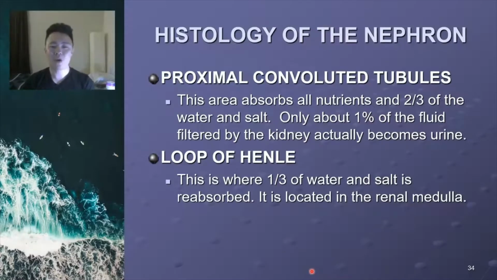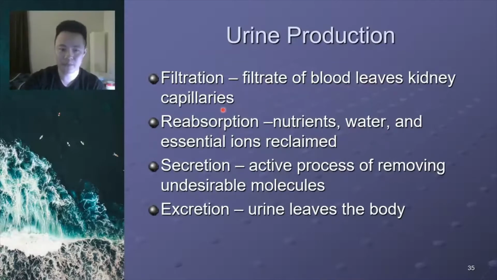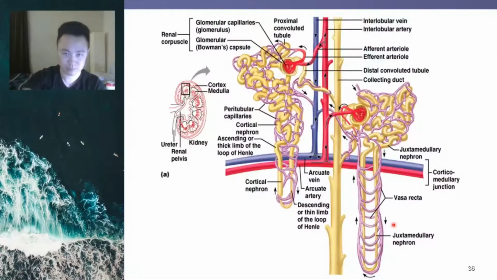Now, the proximal convoluted tubule is the next segment, and this area absorbs all the nutrients and two-thirds of the water and the salt. Now, only about 1% of the fluid leaves the kidney capillaries. And then you have the reabsorption of different nutrients and water and essential ions that are reclaimed back in. And then you have the secretion, which is an active process of removing undesirable molecules, and eventually gets excreted out of the body in the form of urine.